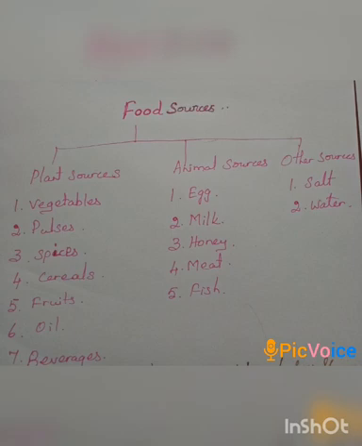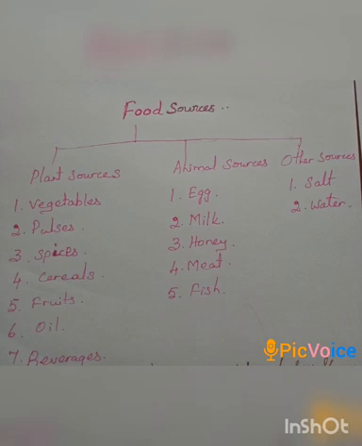The next one, animal sources. We obtain food from animals. The first one, milk. Second one, egg. Third one, honey. Fourth one, meat. Fifth one, fish. The first one, milk. Cows, buffalo and goats are common animals which give us milk. Camels also give milk. Milk is used to prepare a variety of milk products like curd, cheese, ghee, butter, cream, etc.